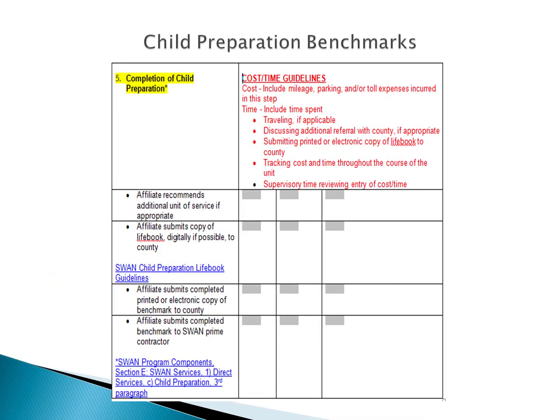Main numeric step number 5 is completion of child preparation. This bucket gathers time spent discussing an additional referral with the county, if appropriate, and submitting a printed or electronic copy of the life book to the county. Bucket number 5 also includes the time spent tracking cost and time throughout the course of the unit and the supervisory time reviewing entry of costs and time.